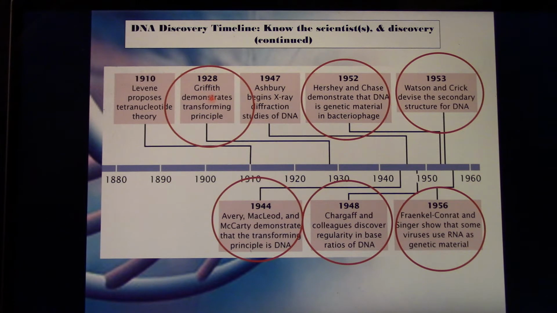So in the 1920s, Griffith demonstrated what's called the transforming principle. In the 1940s, Avery, McLeod, and McCarty demonstrated that the transforming principle that Griffith found was actually DNA.